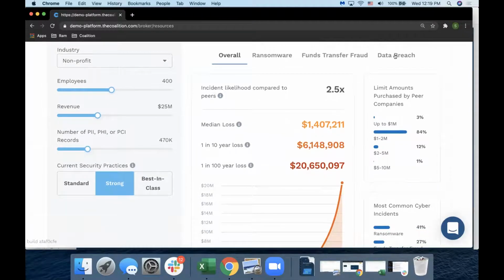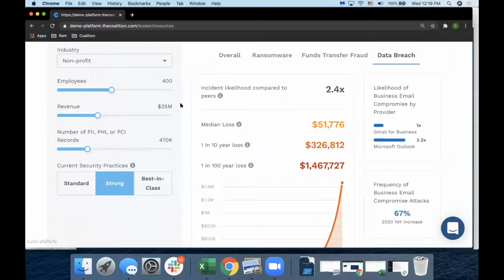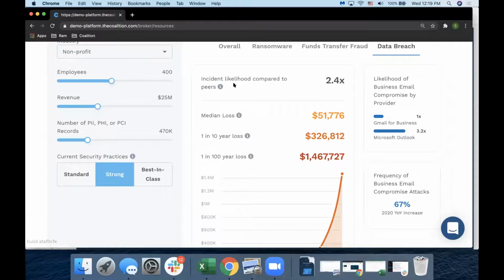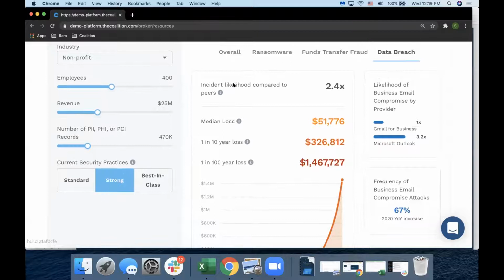So if I were to click on data breach as an example, specific to a nonprofit entity with these particular criteria, I'm able to understand what's the likelihood of this particular company having a claim associated with data breach compared to their peers. Well, they're 2.4 times more likely to have a claim. As respects to the median loss, this is, again, using the data, most notably Coalition data. The median loss for this segment is $51,000.